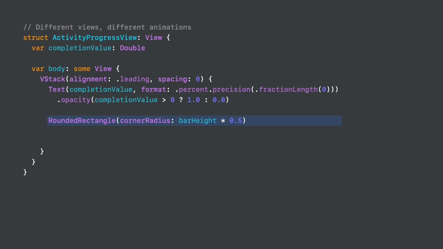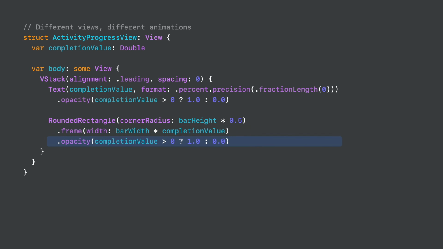I use a rounded rectangle for the lime green bar. The width of the bar is set by multiplying a constant, bar width, by the completion value. And again, an opacity modifier hides the view when the completion value is 0. Now, the design for wishlist calls for animating the activity progress view wherever it's used. I can use the animation modifier for that.